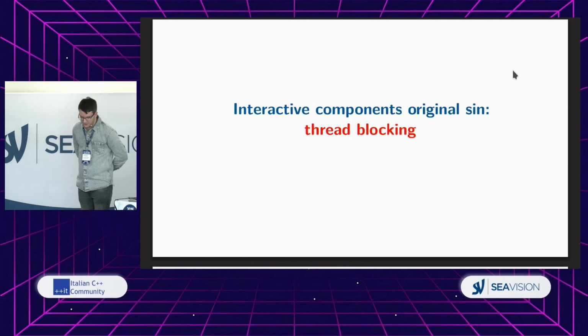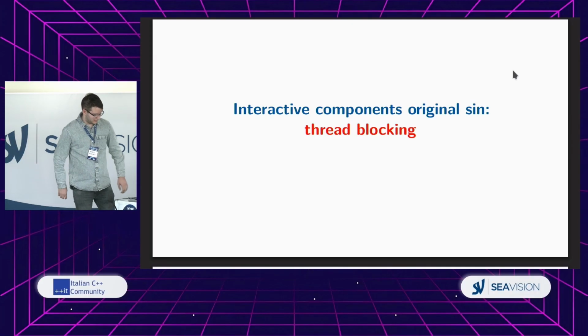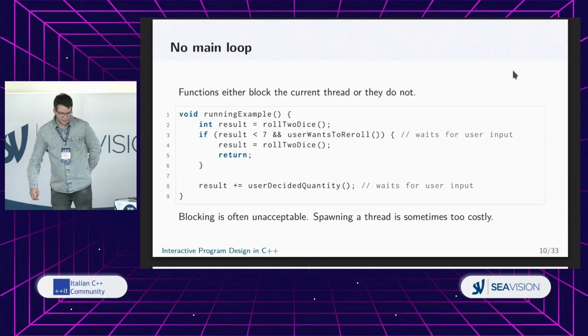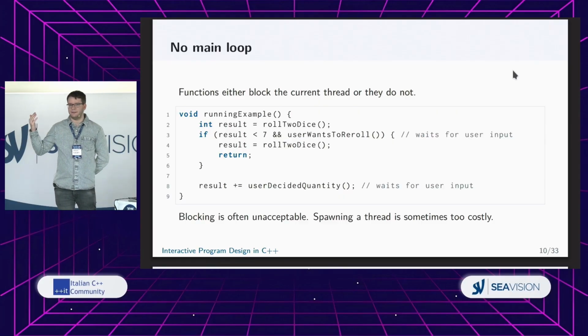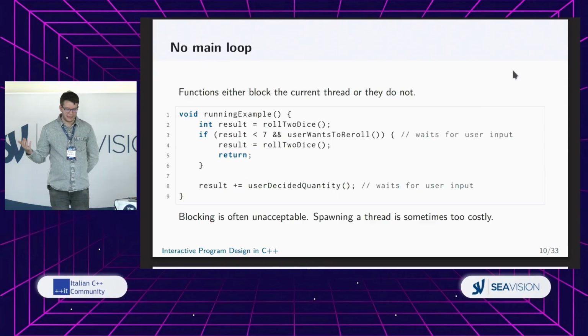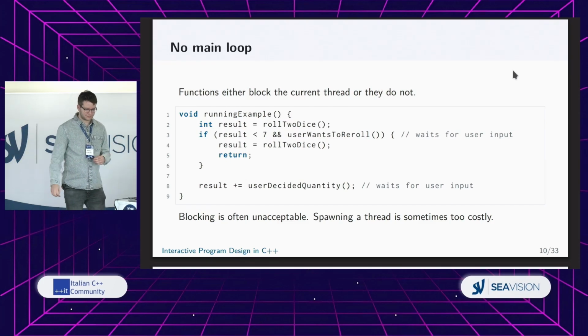So what is the problem with interactive components? The issue with the interactive components is thread blocking. In the running example, when you reach the line user wants to reroll, the thread will stop until the user has provided the information you need. There is no way around it with this implementation. You cannot skip the fact that you have to wait for the user to provide the data.